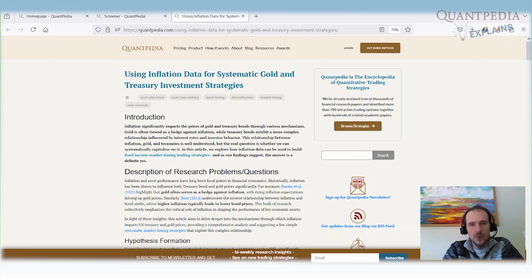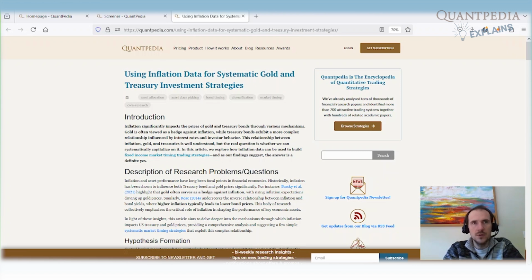So the central banks prefer to have inflation around 2%, and they really do not like when the inflation is accelerating, or when it's accelerating very fast. So what does it mean? We can use this knowledge about the rate of change of the inflation as a predictor, and we can time gold and treasury bonds by using this predictor.